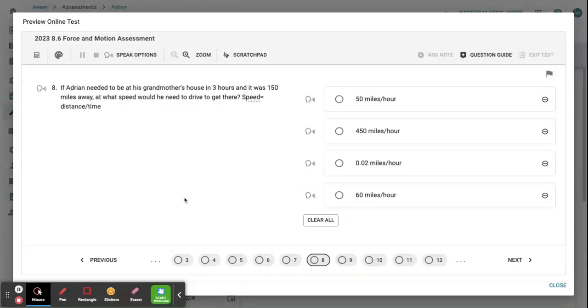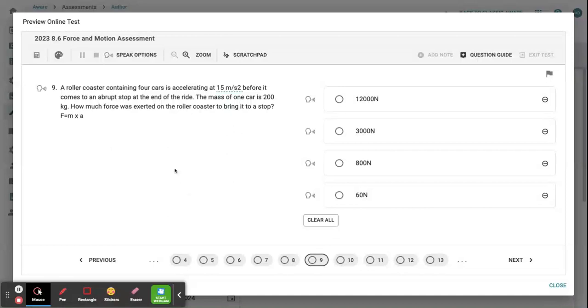If Adrian needed to be at his grandmother's house in 3 hours and was 150 miles away, what speed would he need to travel to get there? So distance divided by time is speed. So my distance is 150, and I'm going to divide it by time, which is 3 hours. So he's going to have to travel 50 miles per hour in order to get there.